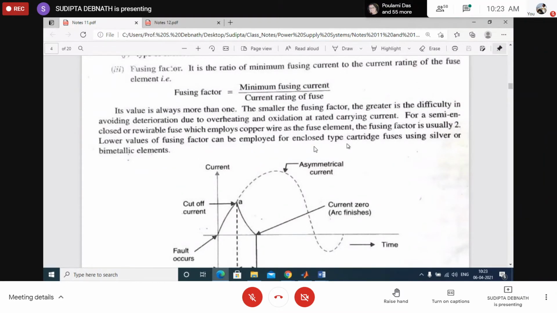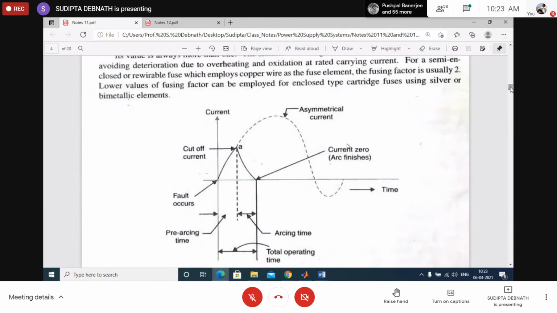So no problem. Okay, so before the current reaches the prospective value, it will melt at the cutoff value. But when the fuse melts, the current cannot abruptly become zero. There is some time required, because I told you when the fuse element melts, the medium between the two contacts where the fusing element is connected becomes conducting. So that is called arc.